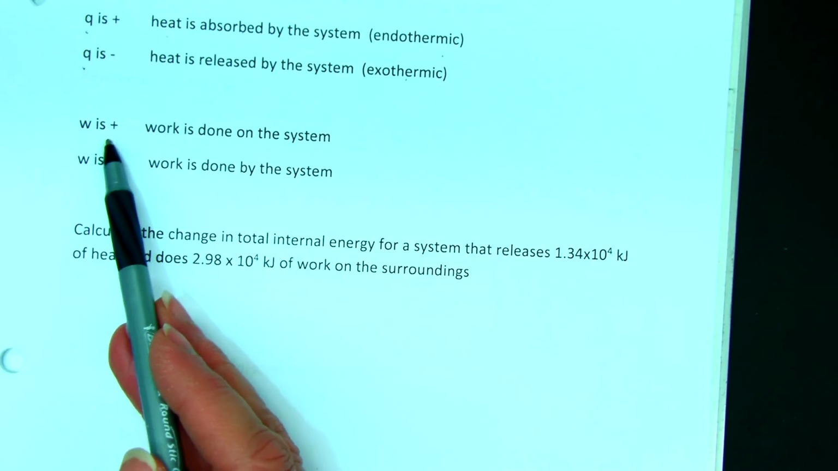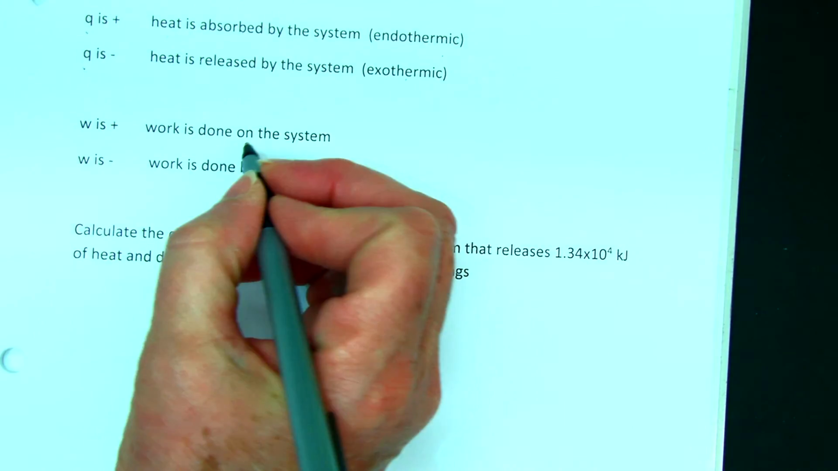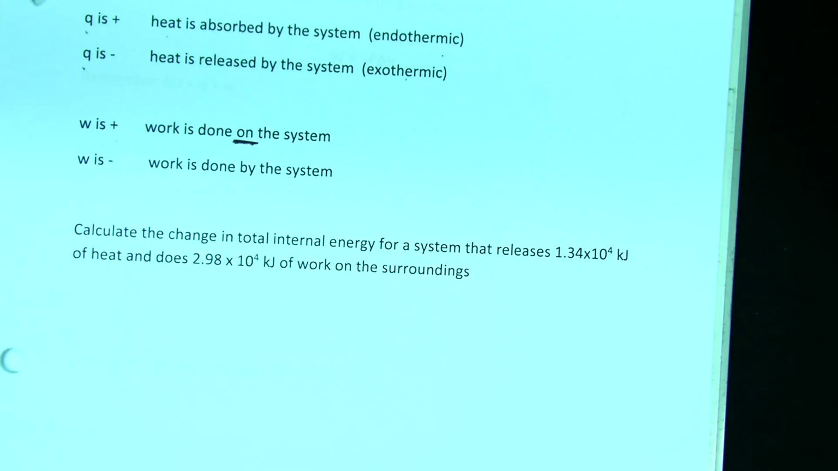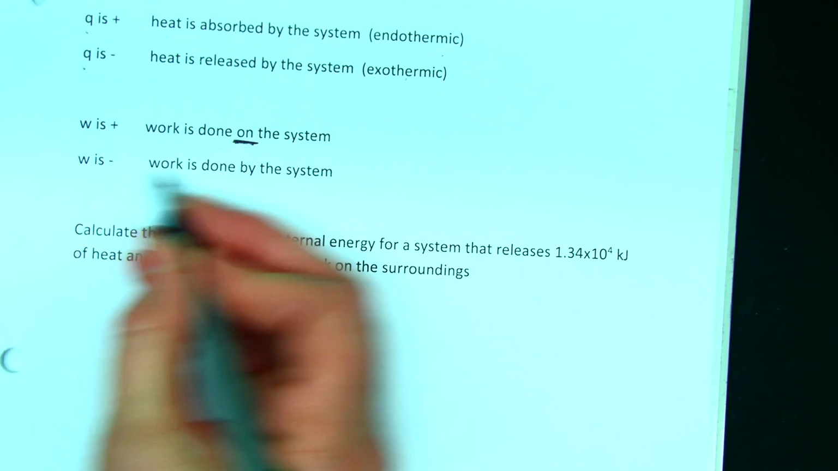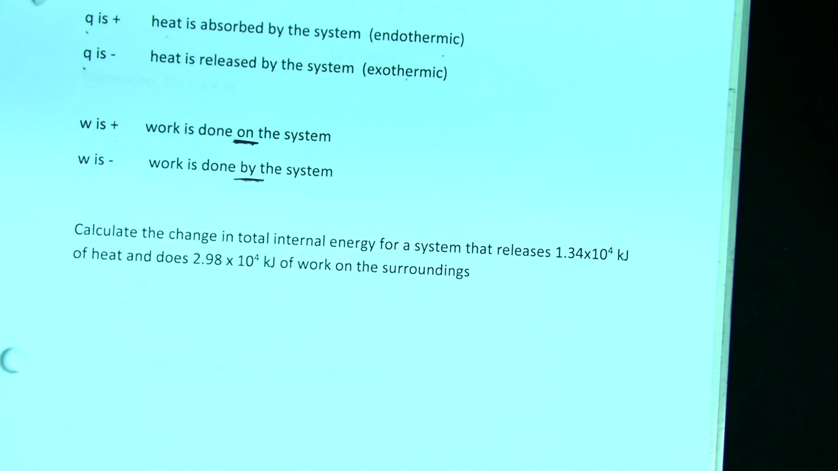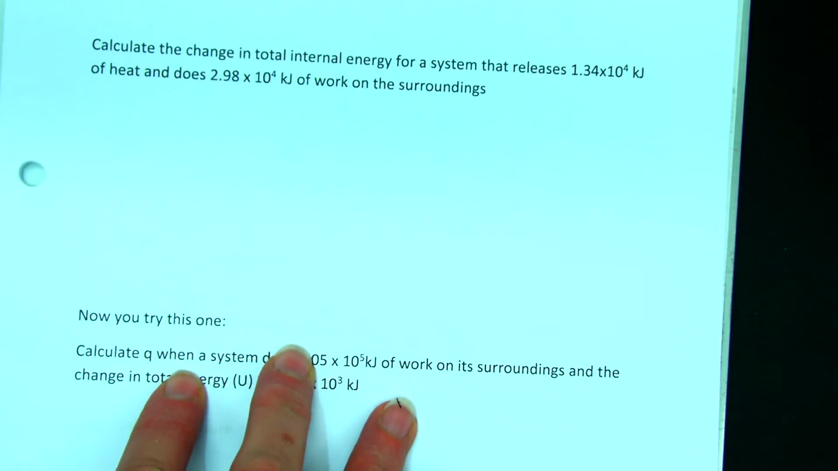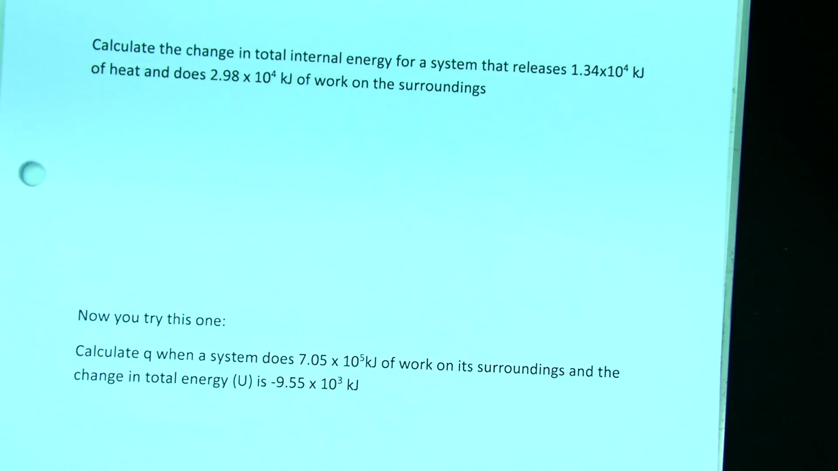When we define work as positive, work is done on the system by the surroundings. And when work is negative, work is done by the system. Those are the key words that you have to recognize when you're reading a problem so you can do this properly. Let's look at an example. Calculate the change in total energy for a system that releases 1.34 times 10 to the fourth kilojoules of heat and does 2.98 times 10 to the fourth kilojoules of work on the surroundings.